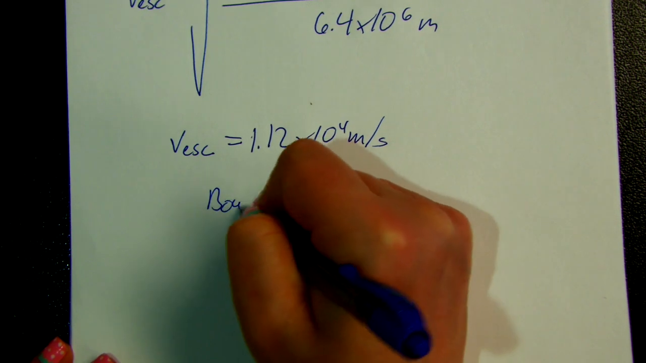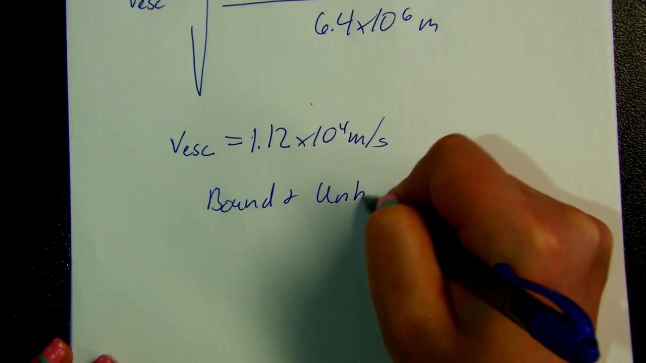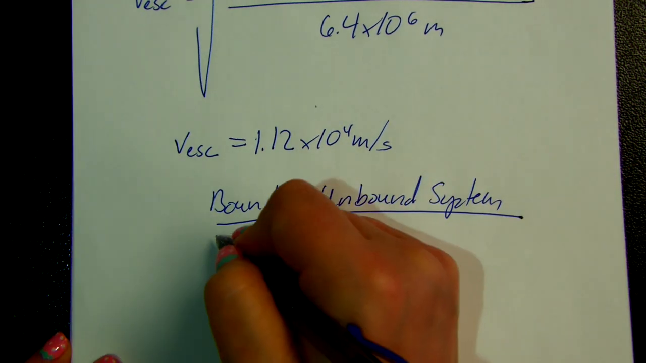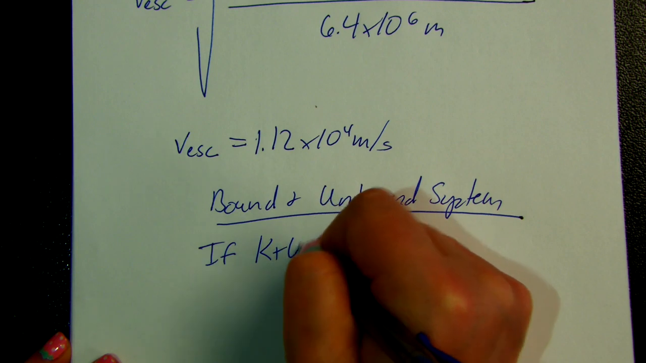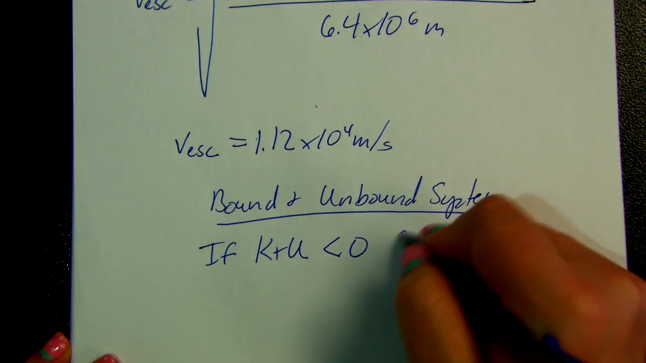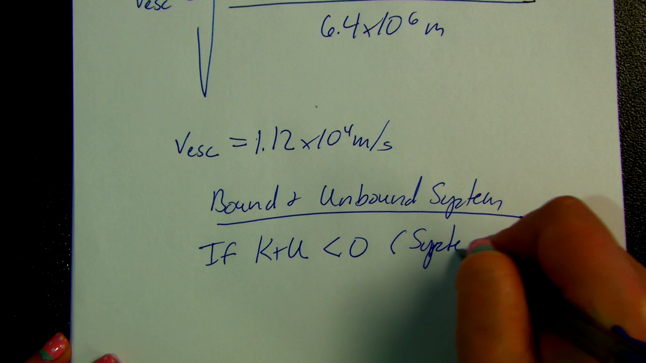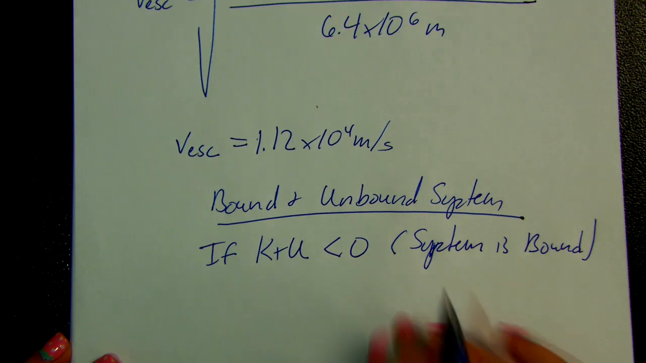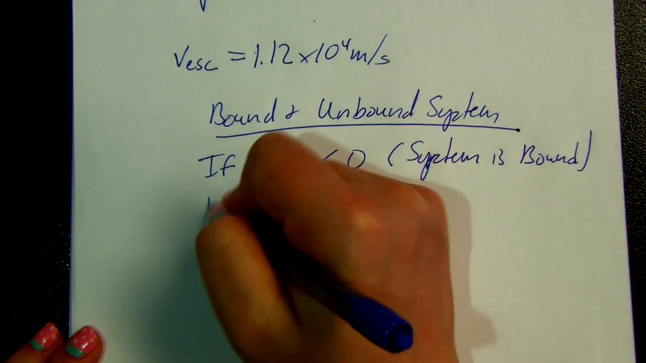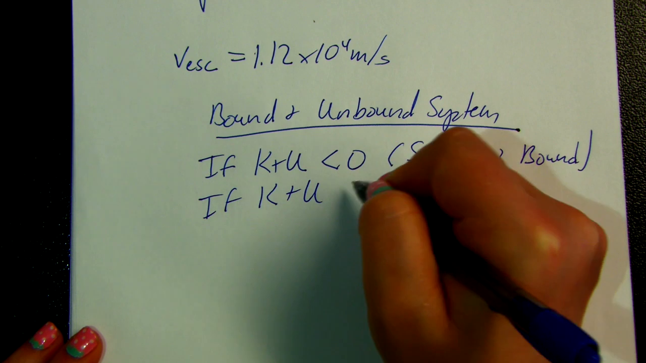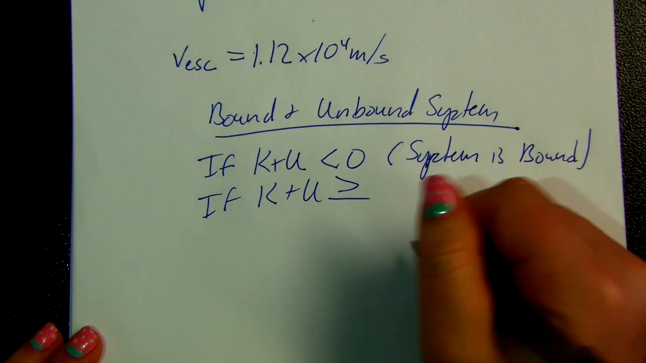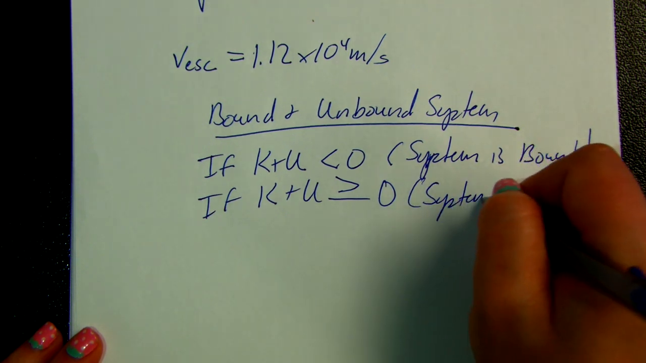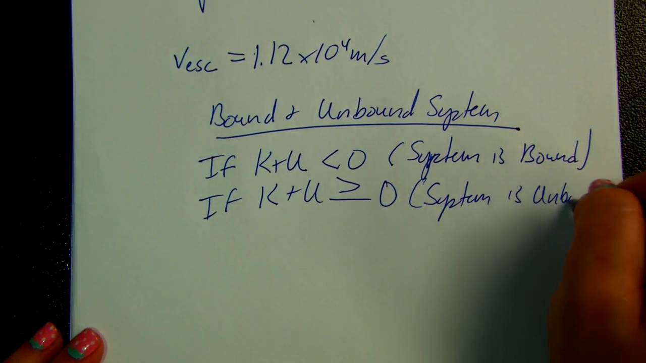All right, so bound and unbound systems. Just to summarize, if K plus U is less than 0, you're dealing with a system that is bound, or limited. And if K plus U can reach a state where it's greater than or equal to 0, the system is unbound.